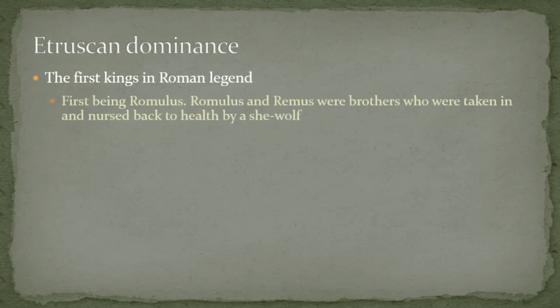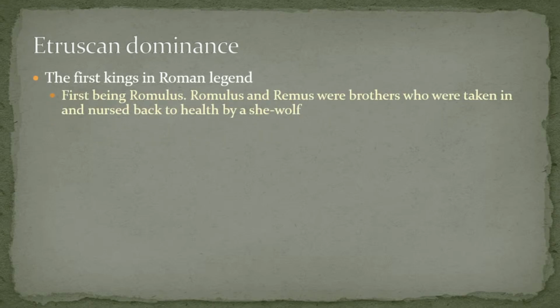So, on to the Etruscans. The first kings in Roman legend were Etruscan because they were the ones who actually founded Rome. The first being Romulus, hence the name of the city being Rome, because Rome is the shortened version of Romulus. Romulus and Remus were supposedly brothers who were cast into the river Tiber and were rescued by a she-wolf and nursed back to health.